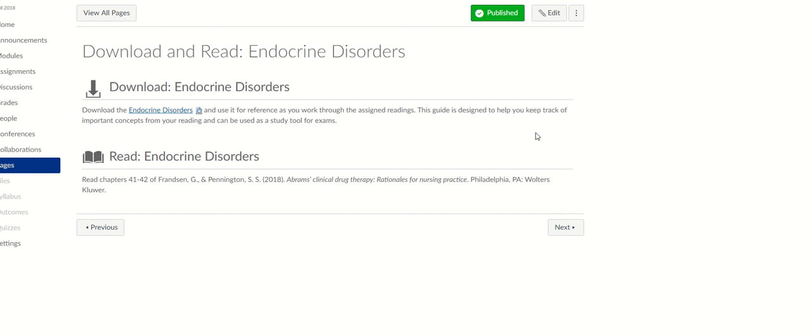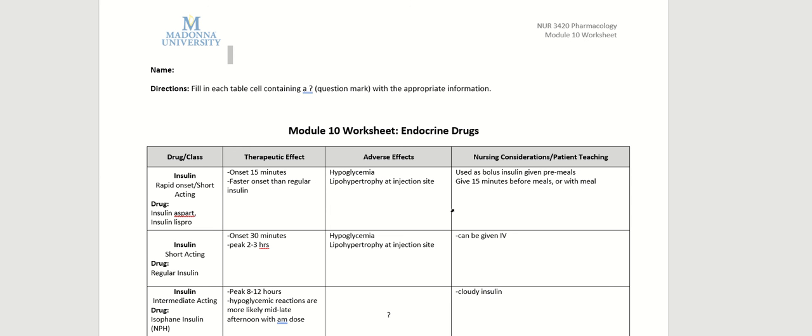I just wanted to go over a few things on your endocrine worksheet, drug worksheet from Module 10. As you can see from the slide here, we are in the module and you can find, and I'm sure most of you have downloaded your endocrine worksheet already and have started that. So I'm going to pull it up here for you and go over a few things that I want to make sure that you have on your sheet for the upcoming exam.